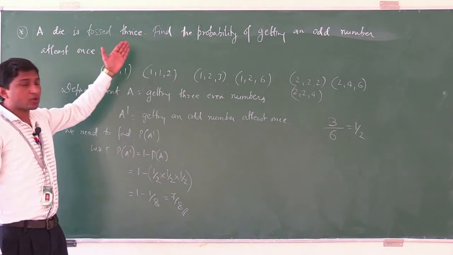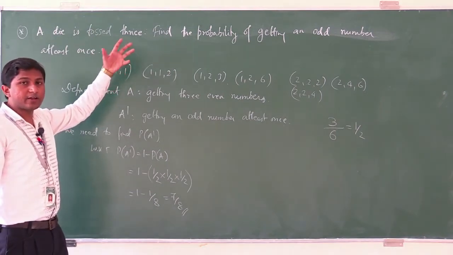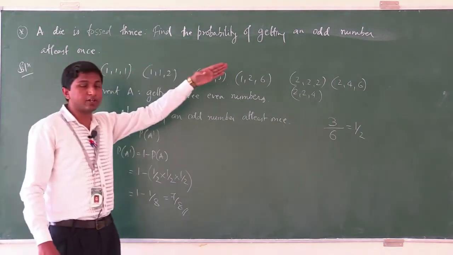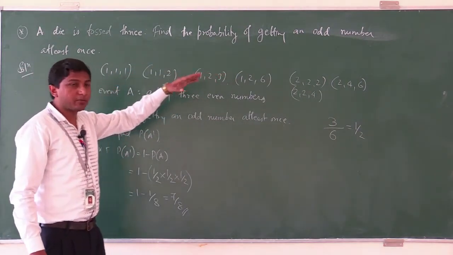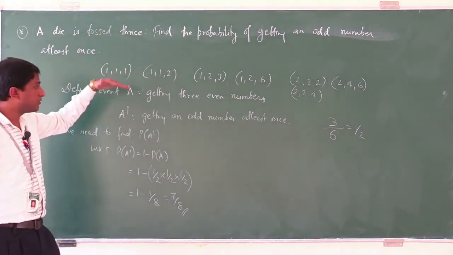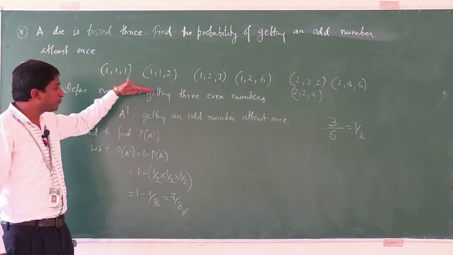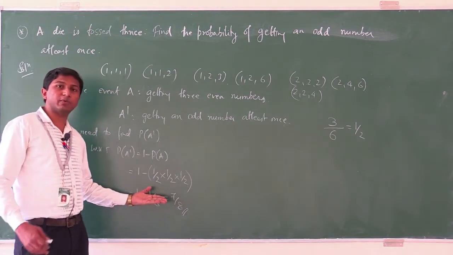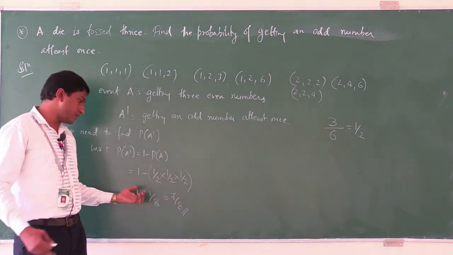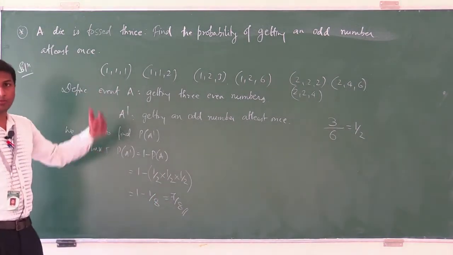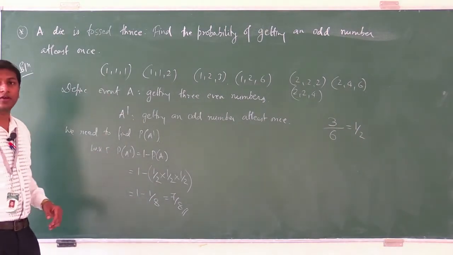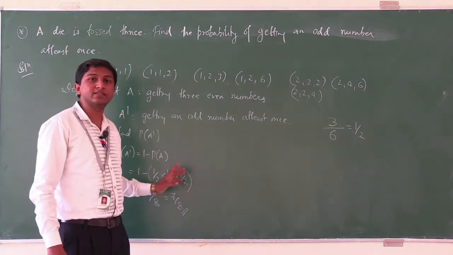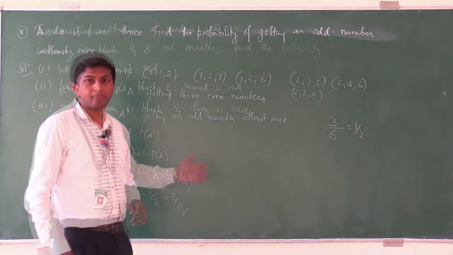So the random experiment is a dice toss thrice, and we have to find the probability of getting an odd number at least once. We defined an event A, wrote the complementary event of event A, and thereafter used the multiplication theorem on probability to find the probability of getting an odd number at least once. So we got it as 7 by 8.